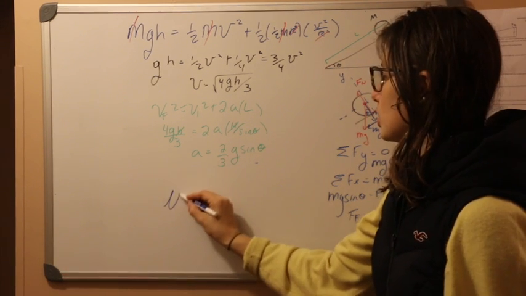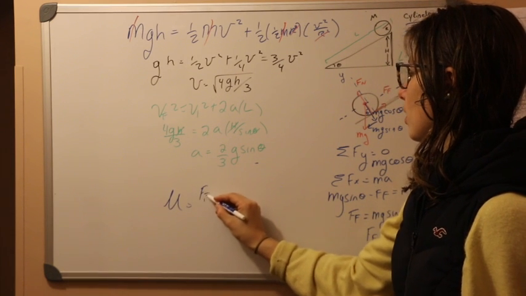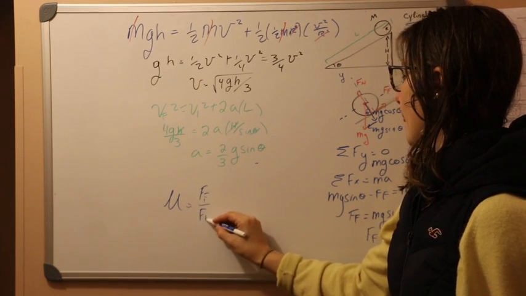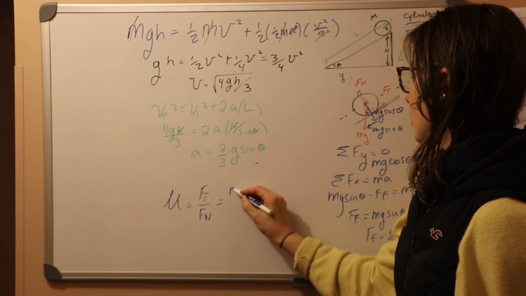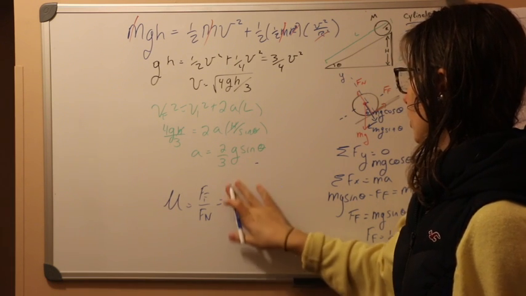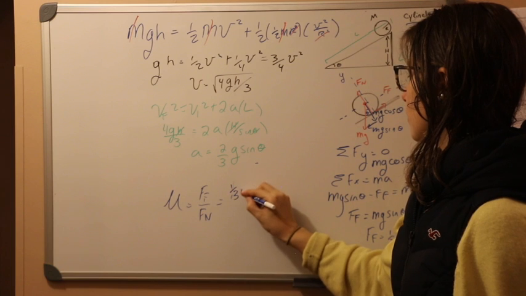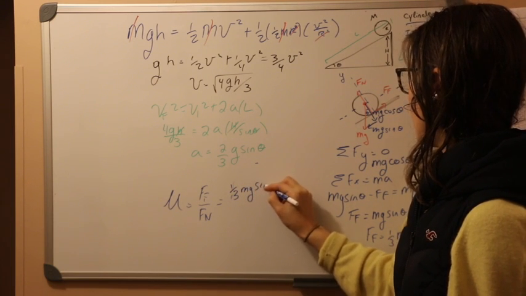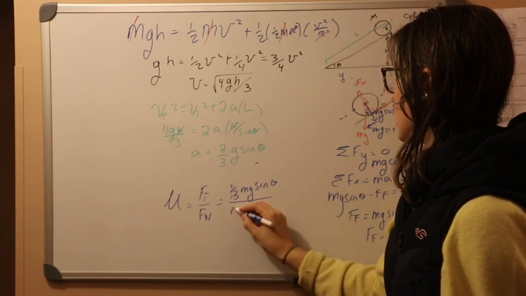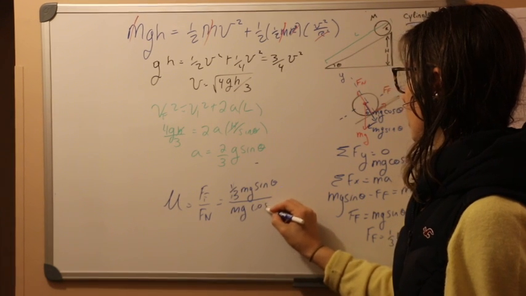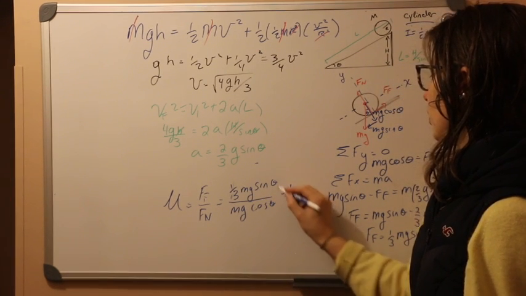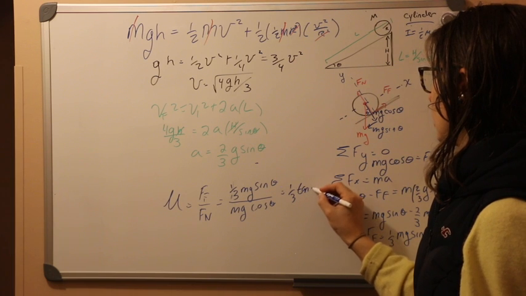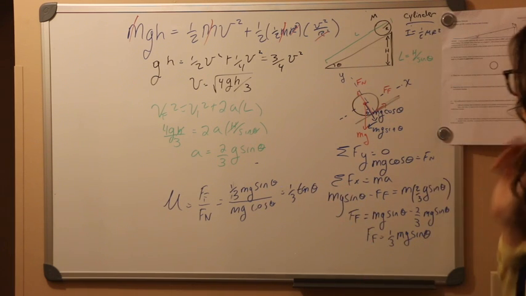So now I have friction force and normal force. I'm just going to set them up in a ratio. So mu is going to equal Ff over Fn. So our friction force is going to be 1/3 mg sine theta, while our normal force is mg cos theta. So we can see this simplifies to 1/3 and a little tan coming in there. Tangent theta. That's our mu value.